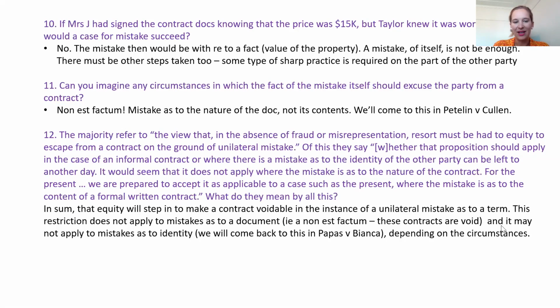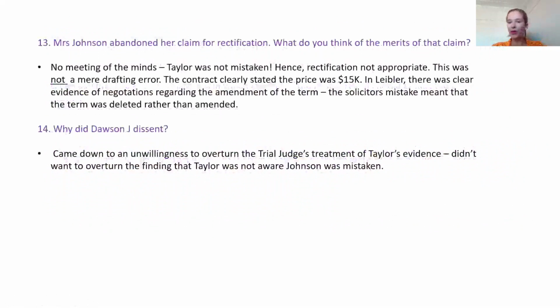Okay, and the court also leaves open cases as to mistakes as to identity, which may or may not be voidable depending on the circumstances, and we'll come back to that in the case of Papas and Bianca. We've got two more quick questions. First one is, Mrs. Johnson abandoned her claim for rectification. What do you think of the merits of that claim?